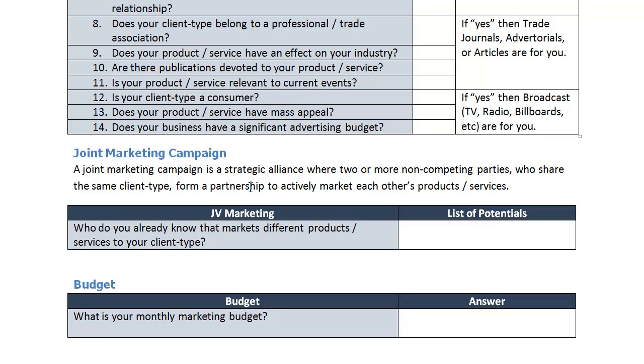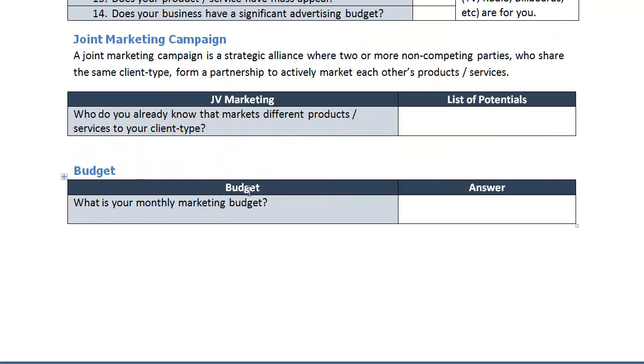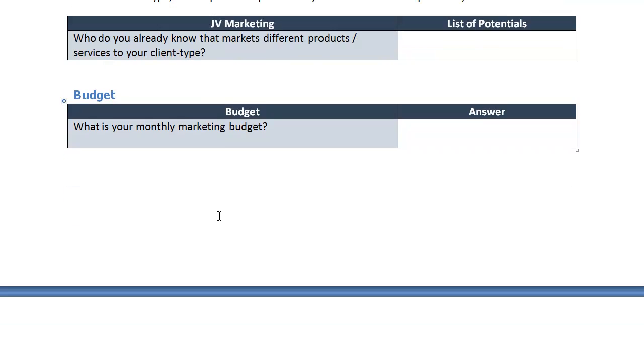Okay, so start to brainstorm people that you can go after for joint venture marketing. Now, in a good joint venture marketing campaign, in a good partnership, you're actively marketing each other's products. If it's a one-way street, then this will fall down quickly. So definitely look at a two-way street. Budget. You need to look at how much money you can spend per month on your marketing. I know it's a question not everybody wants to answer, but you have to answer it.